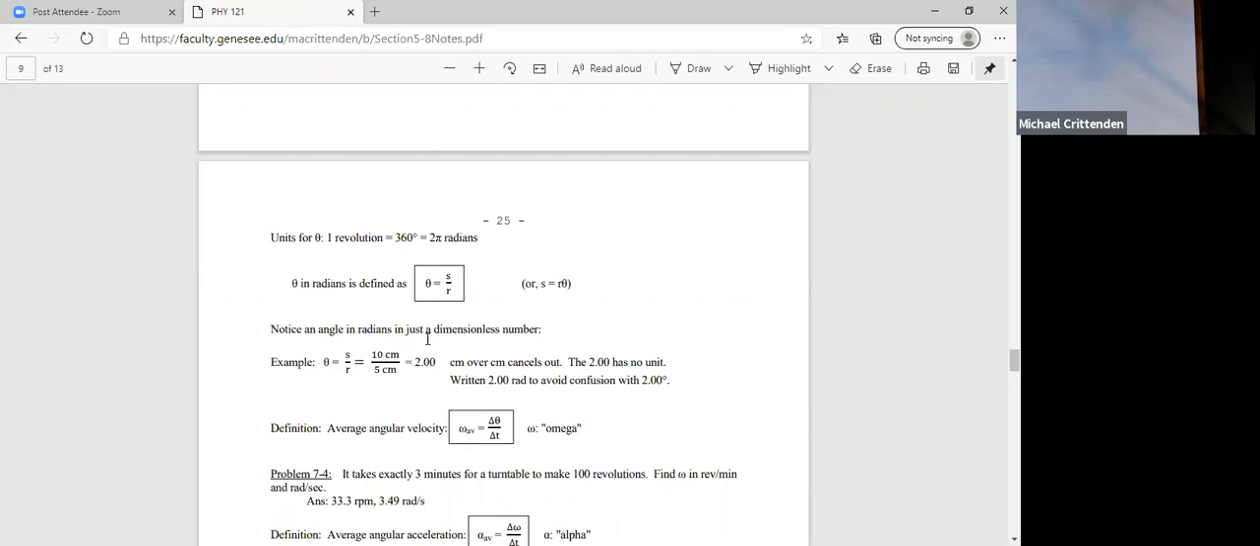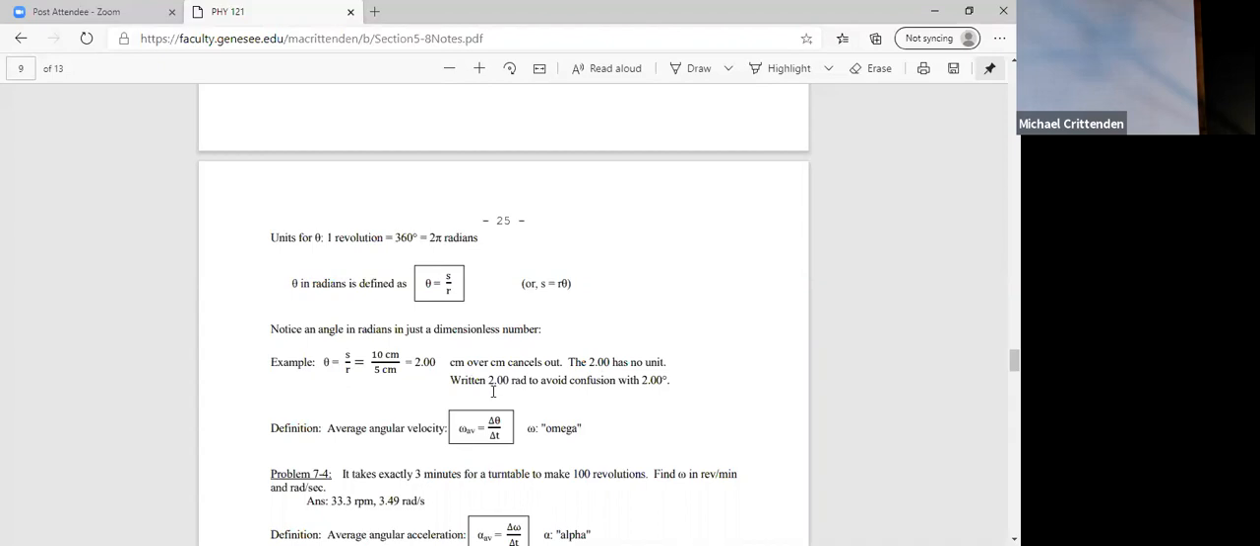A dimensionless quantity is one that takes on the same value in any system of units. If you decided to measure in inches, well, 5 centimeters is just about 2 inches. 10 centimeters is just about 4 inches. 4 divided by 2 still comes out 2. So whether you're measuring in metric or in inches, theta comes out the same number of radians. It's a dimensionless quantity, something that's the same in any system of measurement.